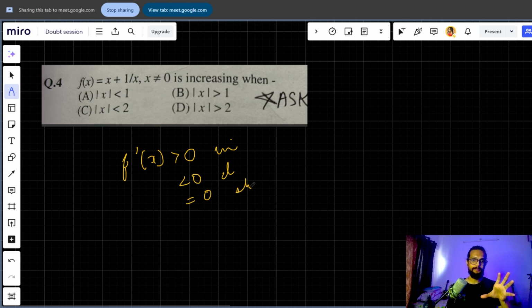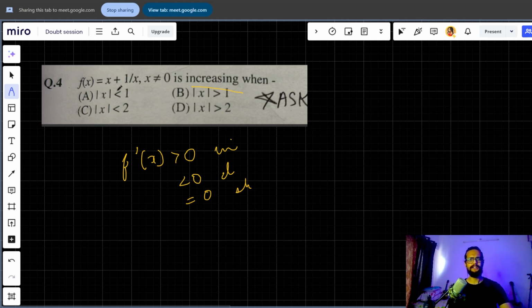Now that stationary point can either be minima, maxima, or a point of inflection. Have you heard of the point of inflection? So we'll have to test it further if it comes out to be 0. But for increasing and decreasing, we just have to check wherever the differentiation is becoming positive, because we are checking increasing function. So let's do that.